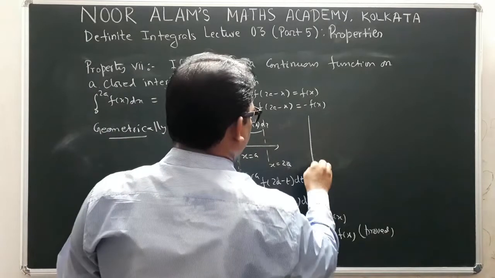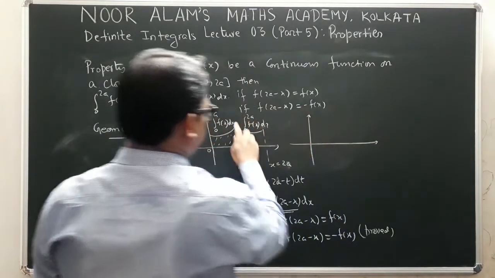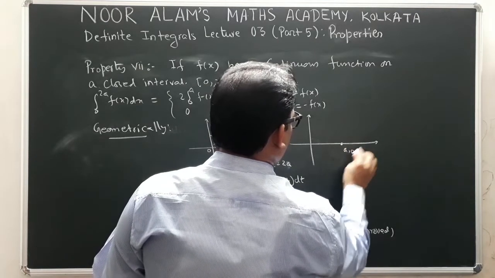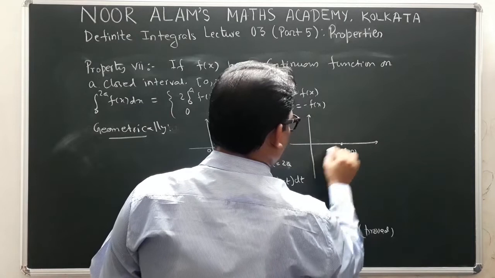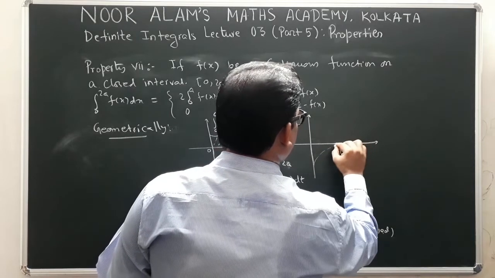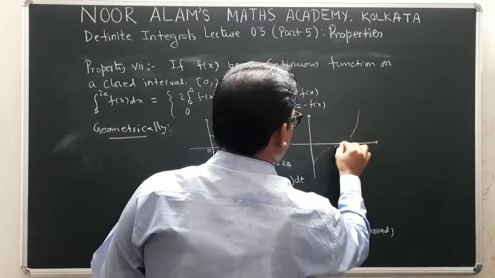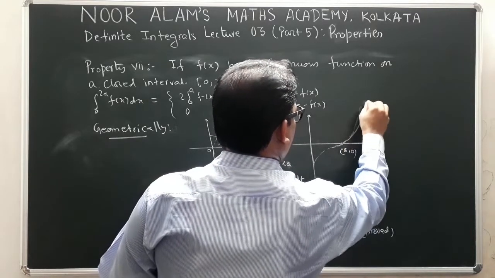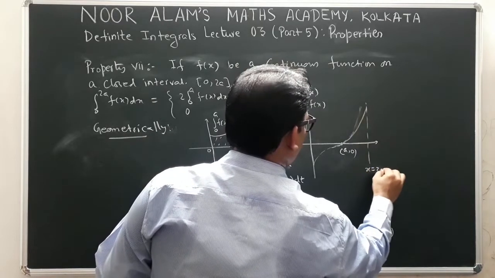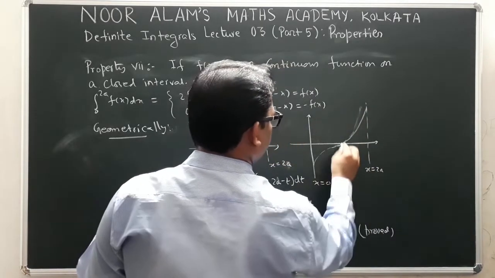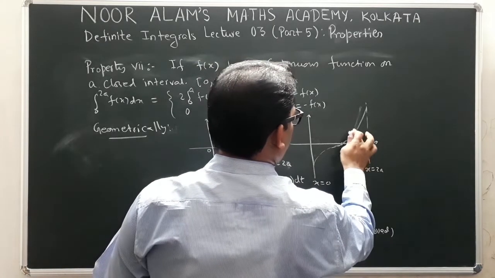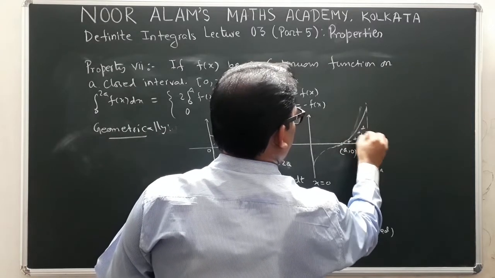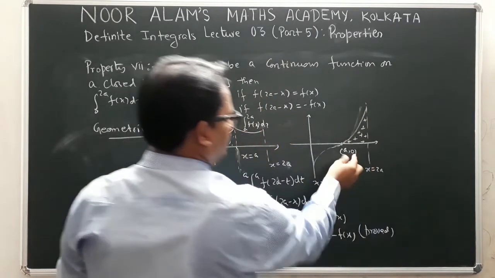Now suppose our function is symmetric, but not with respect to the line x is equal to a, but with respect to the point (a, 0). If this happens, what will be the nature of the curve? The curve looks like this. Here we have x is equal to 2a, and here x is equal to 0, that is the y-axis. So we get this curve, which is symmetric about the point x is equal to a, or you can say the point (a, 0).